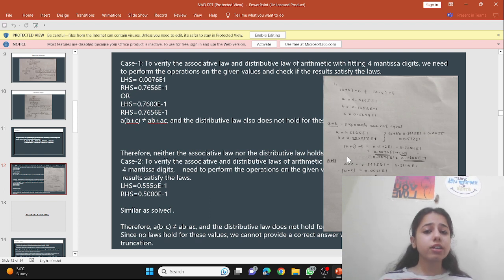To verify the associative law and distributive law of arithmetic with fitting 4 mantissa digits, we need to perform the operations on the given values and check if the results satisfy the laws. We will check if LHS is equal to 0.0076 E and RHS is equal to 0.7656 E minus 1. Or LHS is equal to 0.600 E minus 1 and RHS is equal to 0.756 E minus 1. a(b plus c) is not equal to ab plus ac, and the distributive law also does not hold for these.